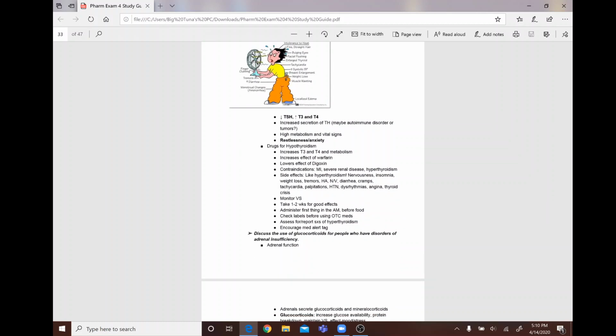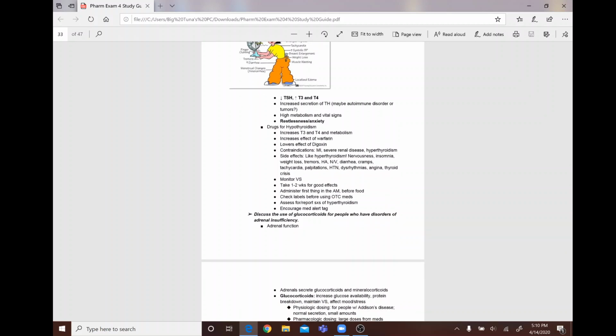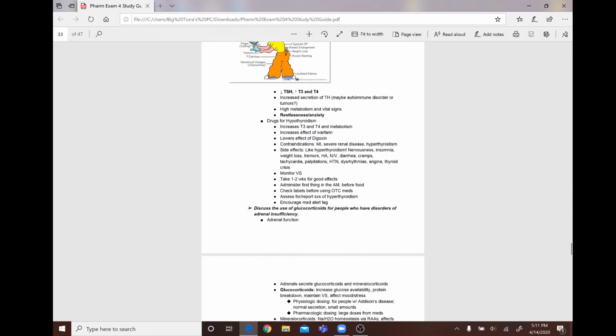So drugs for hypothyroidism increase T3, T4, and metabolism. They increase the effect of warfarin and decrease the effect of digoxin. They're contraindicated in patients with MI, severe renal disease, and hyperthyroidism. You'll see side effects like hyperthyroidism, such as nervousness, insomnia, weight loss, tremors, headache, nausea, vomiting, diarrhea, cramps, tachycardia, palpitations, hypertension, dysrhythmias, angina, and thyroid crisis.